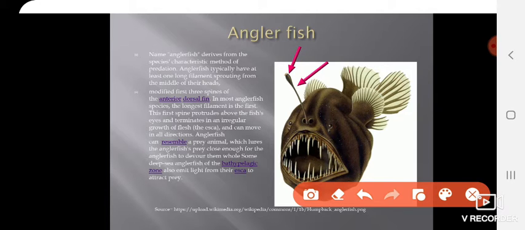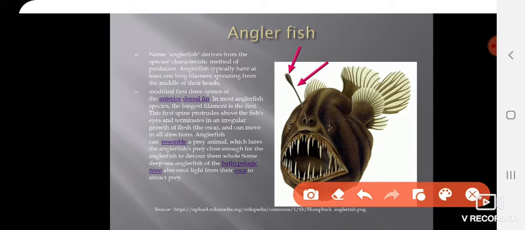So prey come near the bait. At that time, this devilfish attacks and kills the prey. So this is one kind of modification found in the angler fish. Also, in this fish, the male is smaller in size and generally attaches to the female body and acts like an ectoparasite.